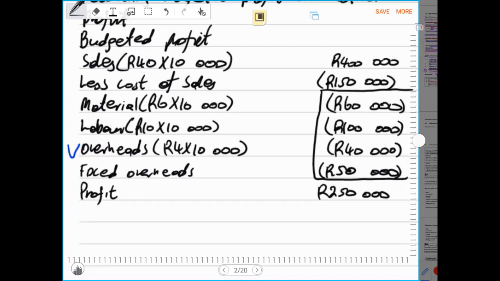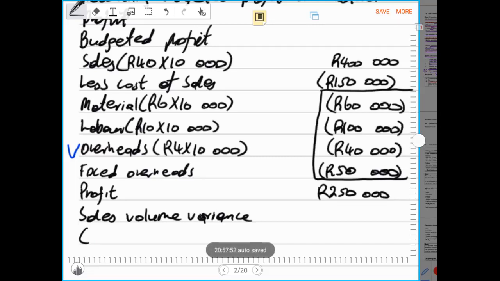So now from here we can proceed and do the analysis of the variances. Let us analyze the variances as we go. We start first with the sales volume variance, because that is normally the variance that we start with. For the sales volume variance, we are focusing on the volume of sales. We say we have our actual sales minus our budgeted sales.